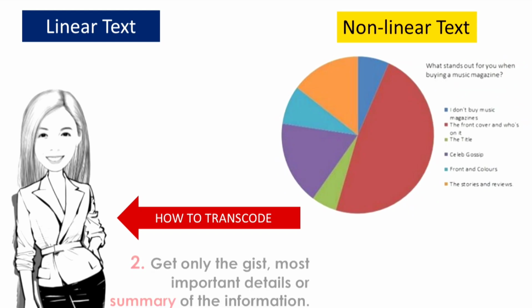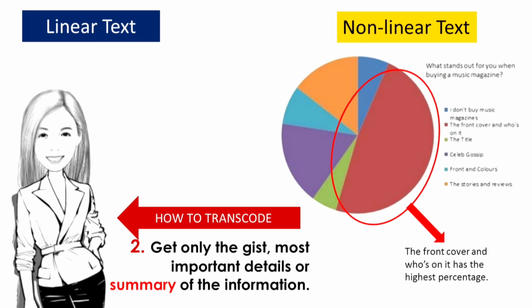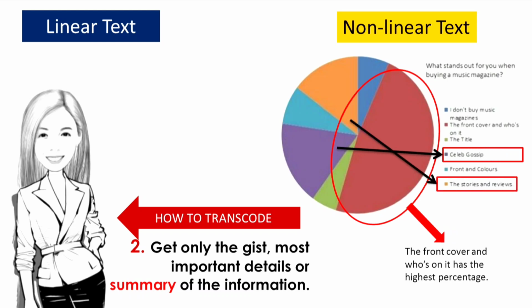Step number 2. Get only the gist, the most important details or summary of the information. In this pie chart, we can see that the highest percentage goes to the front cover and who's on it. It is followed by the celeb gossip and the stories and reviews, while the title has the lowest percentage.